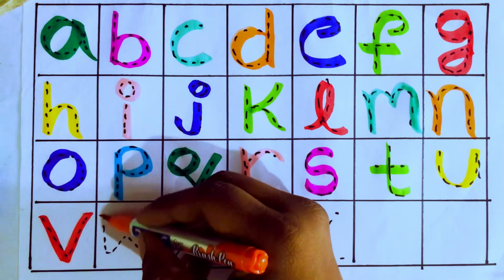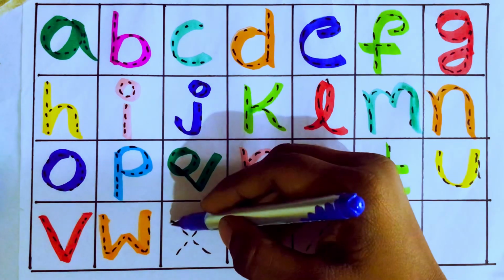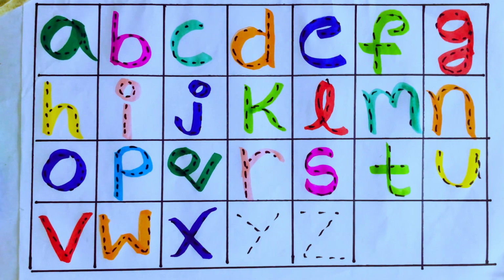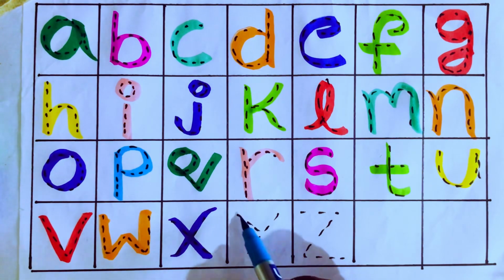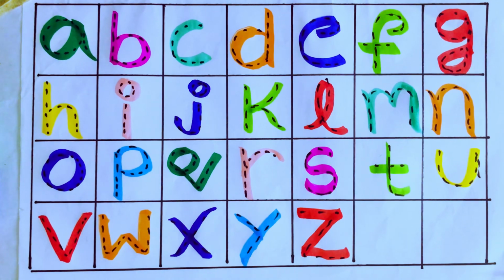Orange color, W. W for watermelon. Blue color, X. Which letter, kids? X. X for X-ray. Sky blue color, Y. Y for yellow paint. Red color, Z. Z for zebra.